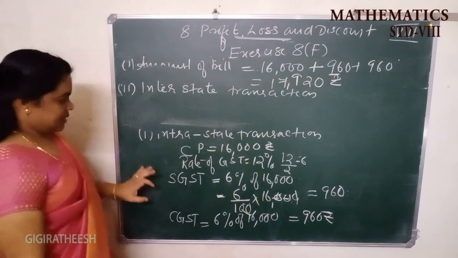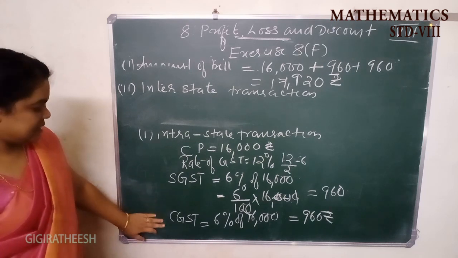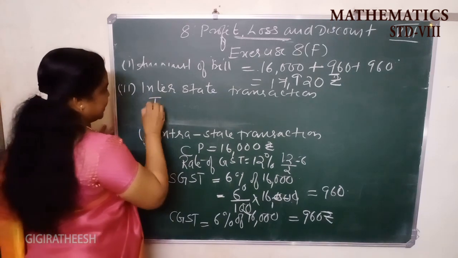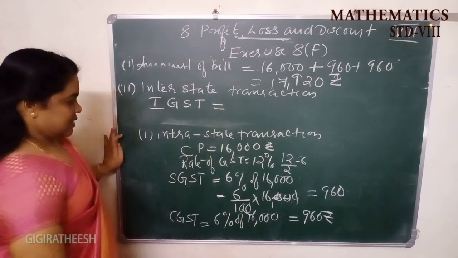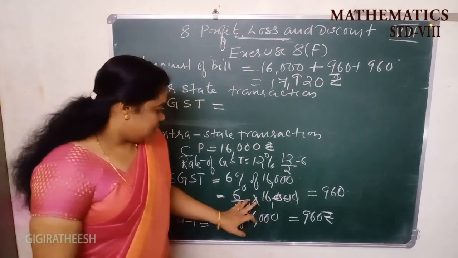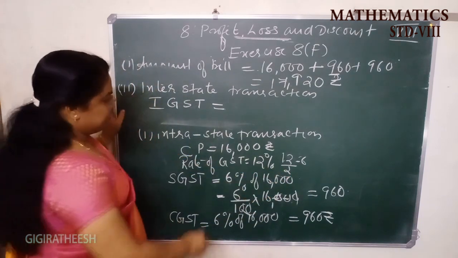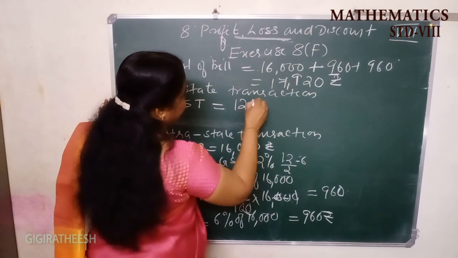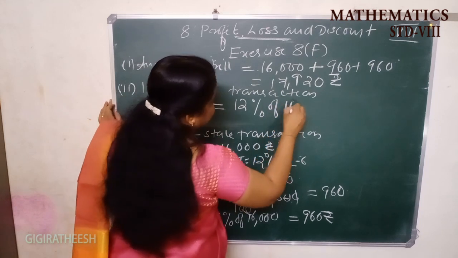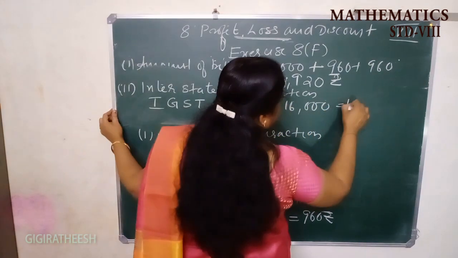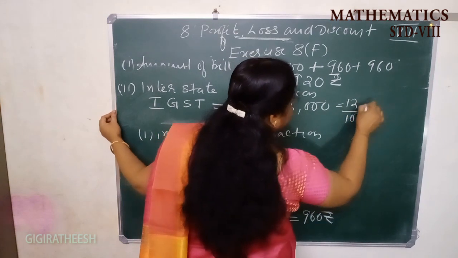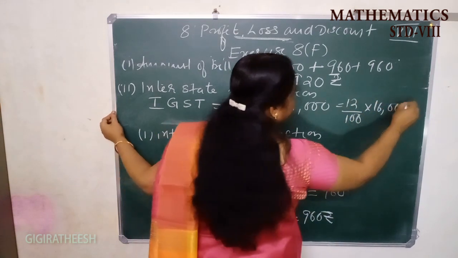What is to be calculated? For intrastate, it is SGST and CGST. For interstate, it is IGST. IGST for the total 12% is 12% of 16,000, which is 12 by 100 into 16,000.